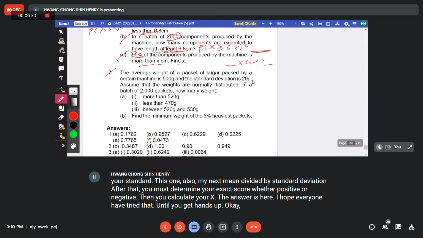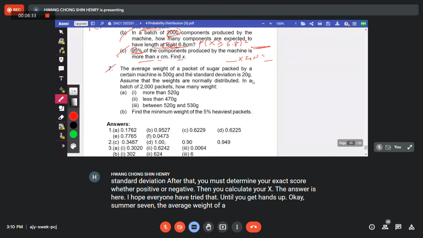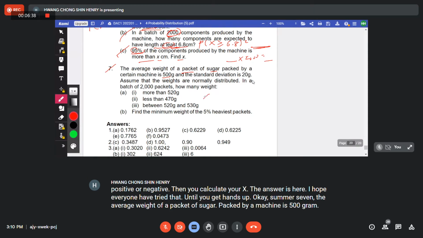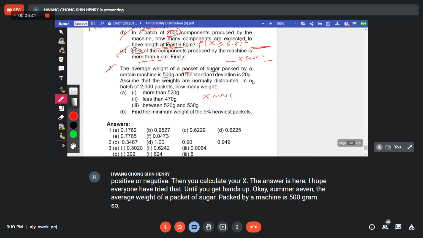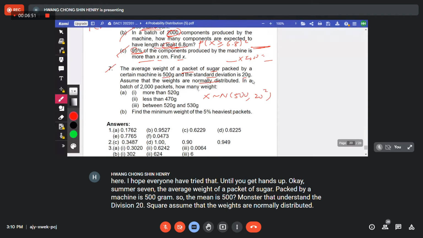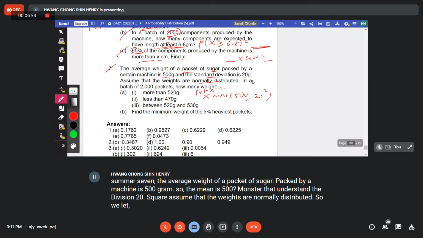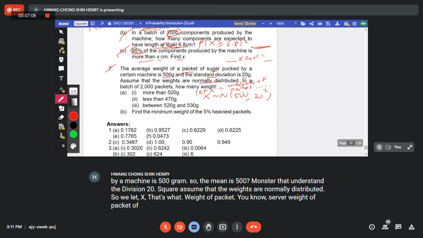Okay, number 7. The average weight of a packet of sugar packed by a machine is 500 grams. So the mean is 500, non-standard, and the standard deviation 20 squared. Assume that the weights are normally distributed. So we let x as what? Weight of packet. You write yourself, weight of packet of sugar packed by a machine.